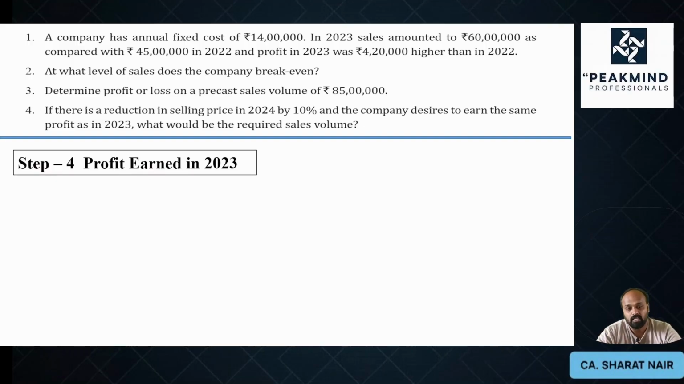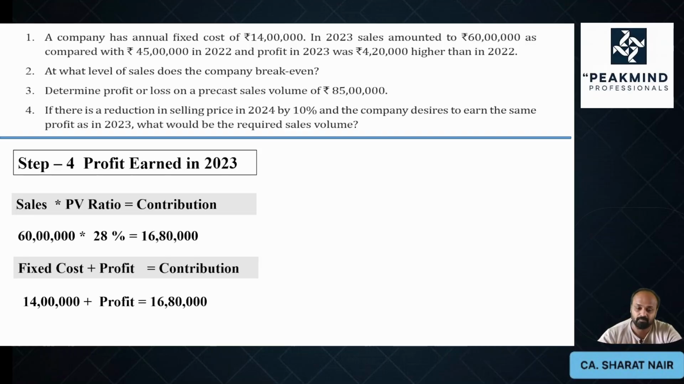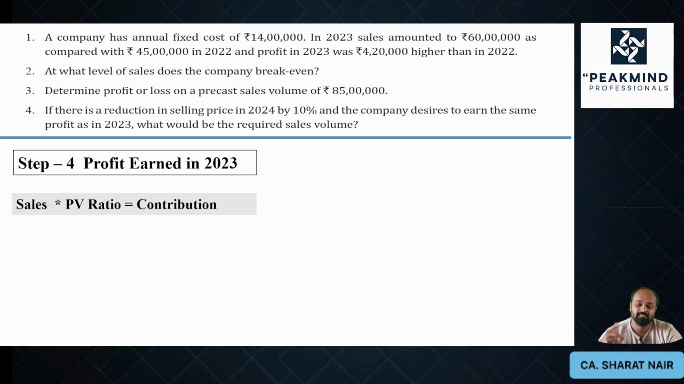Next, the last part of the question, where they are asking that if the company's sales price falls by 10% and the company wants to maintain the same profit which they have earned, for that I need to know the current profit, isn't it? So let's find out the current year's profit. Sales into PV ratio, I will reach my contribution. Current year sales is 60 lakh, so into 28%, I will reach my contribution. It will be 16 lakh 80,000.